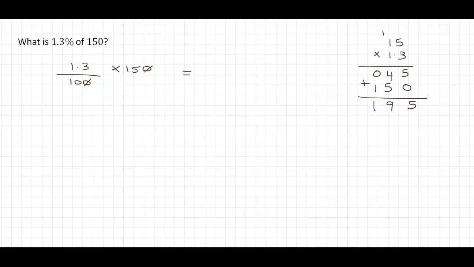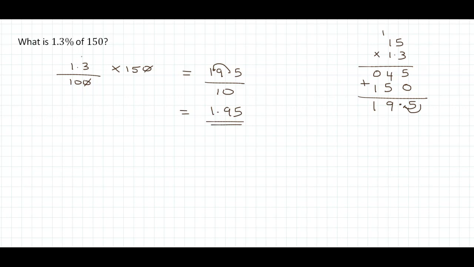How many decimals do we have altogether? 1. So I'm going to put the decimal right here. So this is going to give me 19.5 divided by 10. Now when you divide by 10, it means you're moving your decimal to the left. So I'm going to move my decimal to the left right here, which is going to give me 1.95. That's one way to do it.